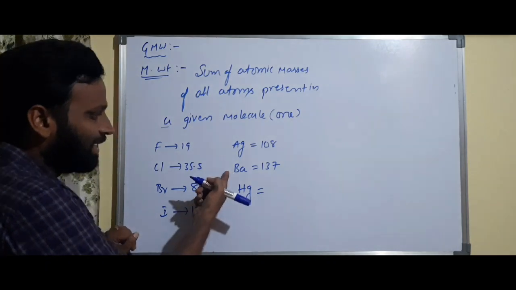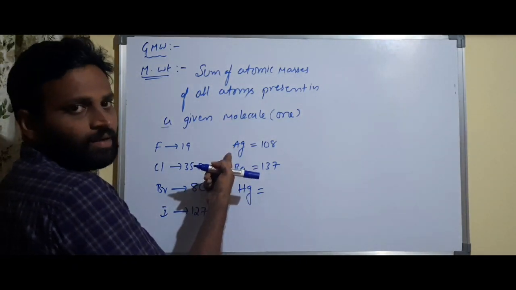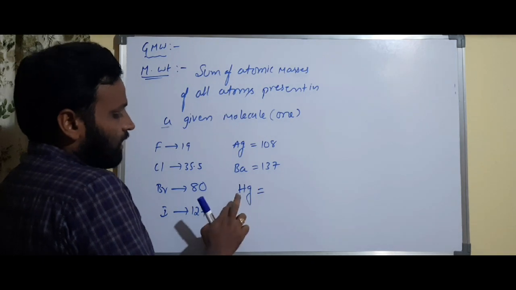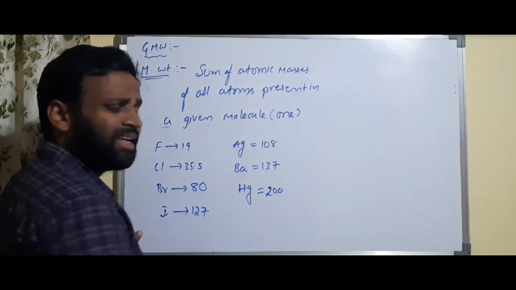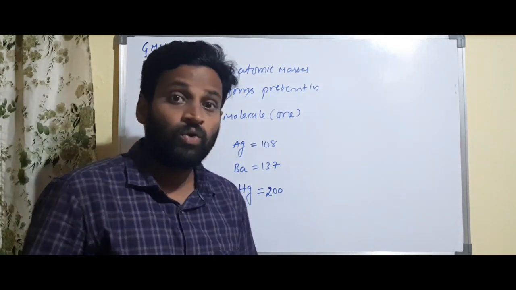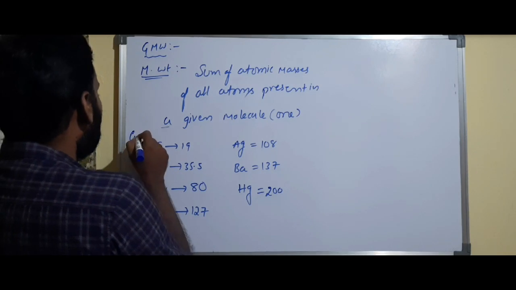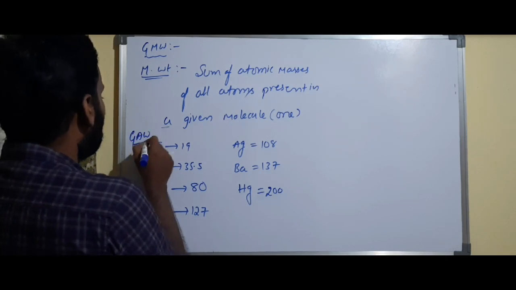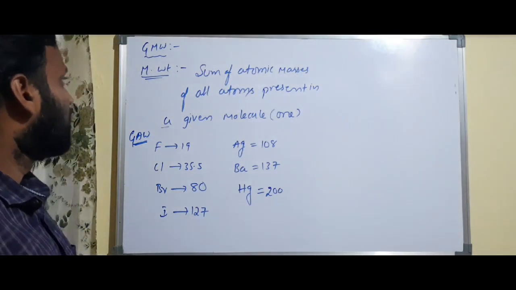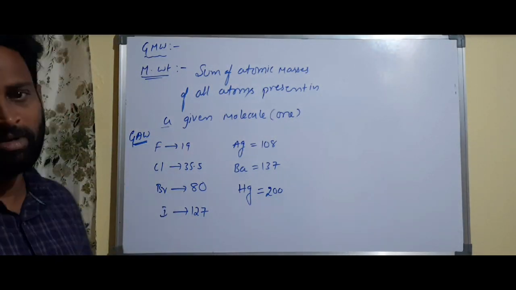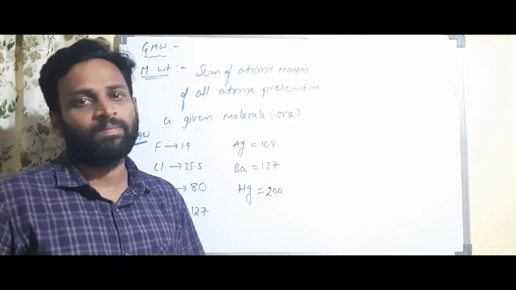Mercury is around 200, 199 something. You can take the atomic weight of mercury as around 200. So these are the gram atomic weights of a few more elements. Hope you understood. We simply have to remember these, because this is how we get them from the isotopic masses.